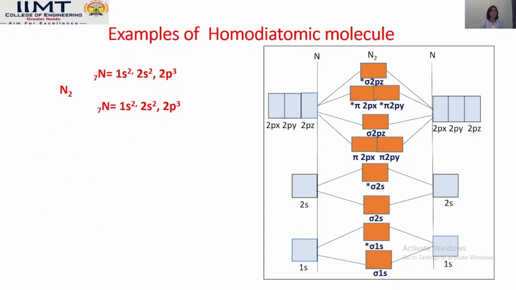The other example of a homodiatomic molecule is nitrogen. The electronic configuration of nitrogen is 1s2, 2s2, 2p3. So electrons are first going to be filled in the 1s atomic orbitals of the nitrogen atom.